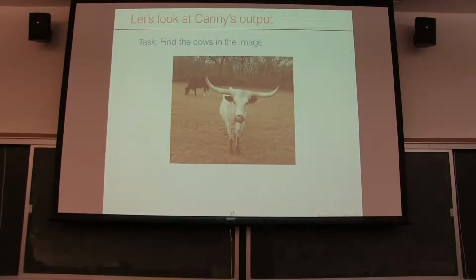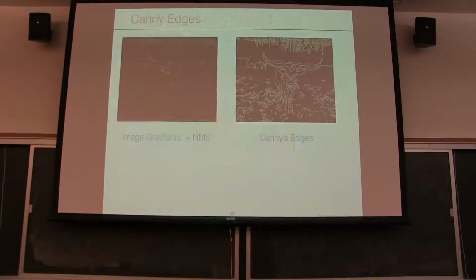So here's the task that they wanted to do. I give you an image. I don't know why I like cows in this class, but anyway, I give you an image, and I ask, find the cows in the image. All right? So you apply the Canny edge detector. I told you how most people use the Canny edge detector. It's a very good, principled design, and it has all these three steps that we saw. And this is how it looks.